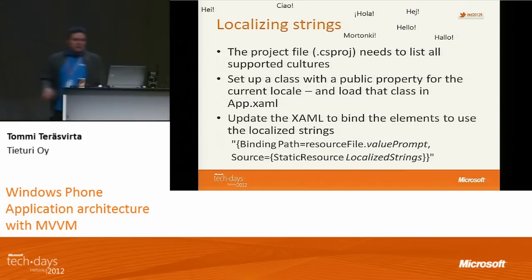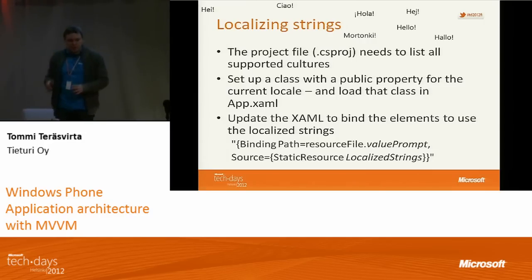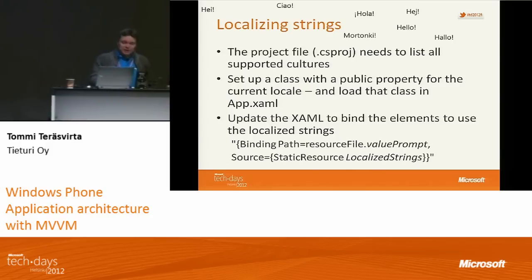And then the localizing strings. Once you have those resource files, what you do is you set up a class that actually goes and ties in with the resource file, and you update the XAML to bind the elements for the localized strings. And this sometimes is the interesting part if you're using MVVM. So what do you bind to your view model, and what do you bind to your localizable strings? Okay, not always self-obvious, but you can typically make the decision.